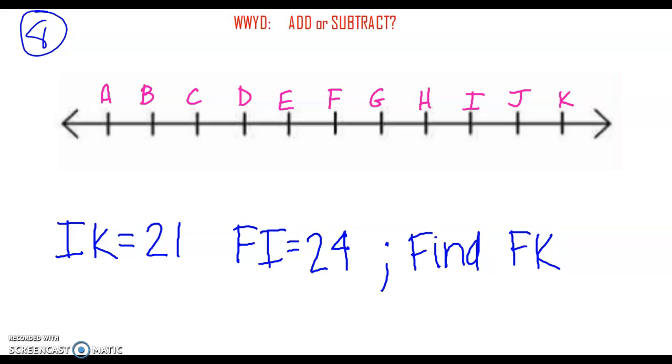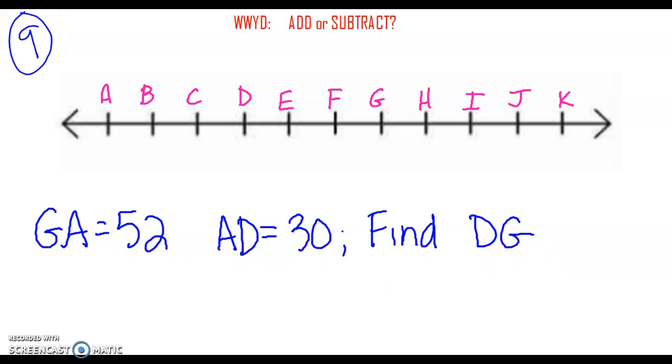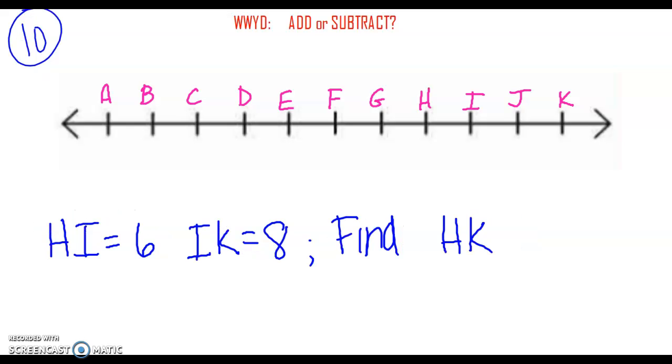Number 8, add or subtract? Number 9, add or subtract? Last one here, add or subtract. And again, you're not calculating the answers. All I would like for you to do is tell me adding or subtracting.